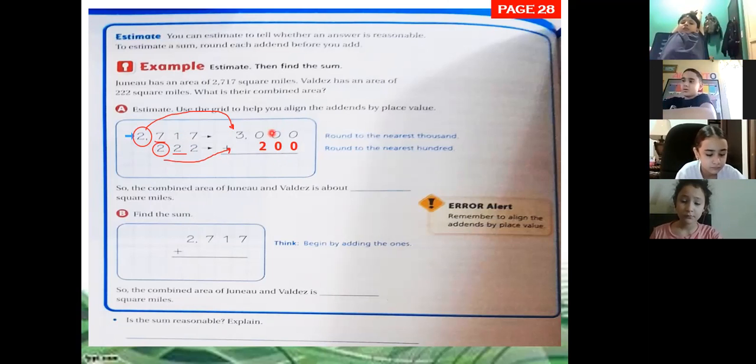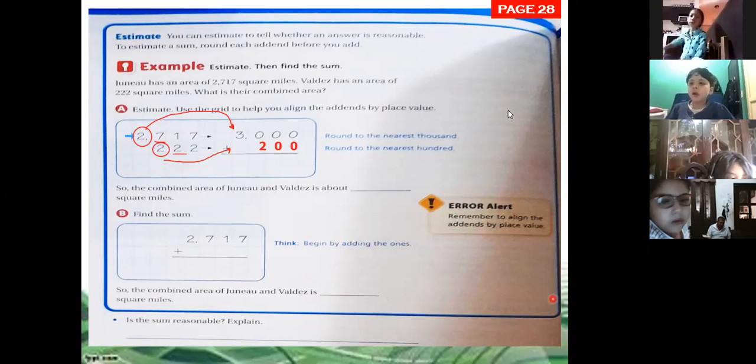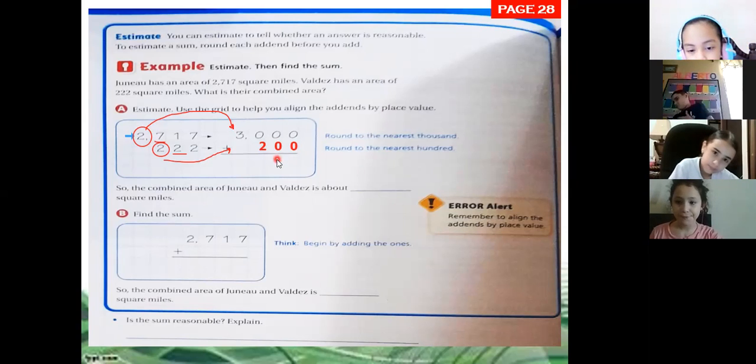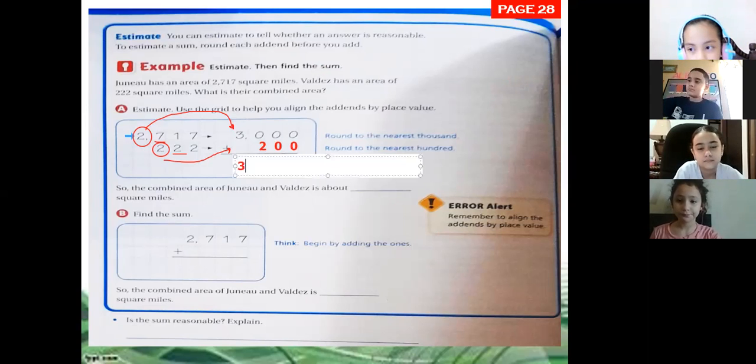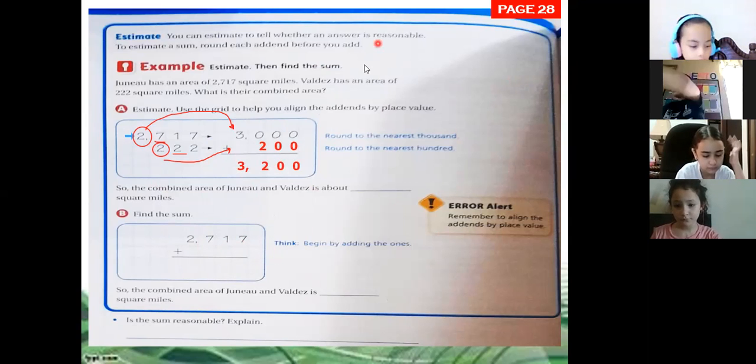Then we add. What's the answer of this addition? 3,000 plus 200. What's the answer, class? 3,000 plus 200. 3,200. That's right, 3,200. That's the answer of the addition. Excellent. That's when we are rounding the numbers, or estimating. And then we have to add here, find the sum. Yesterday we worked on this.